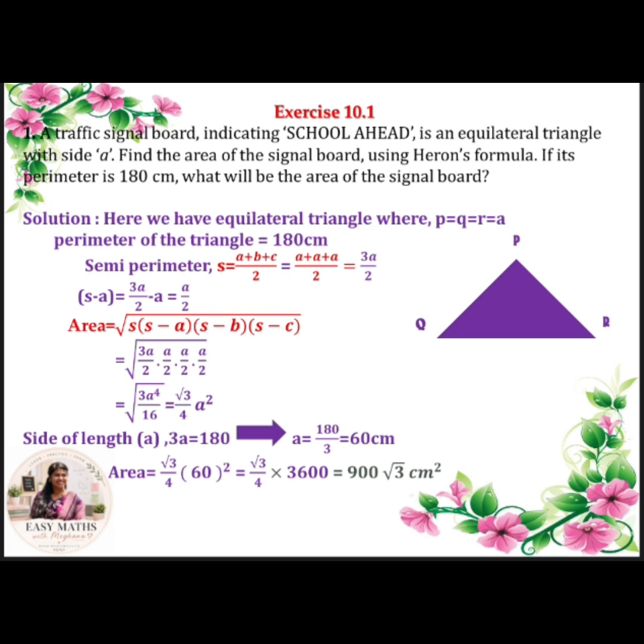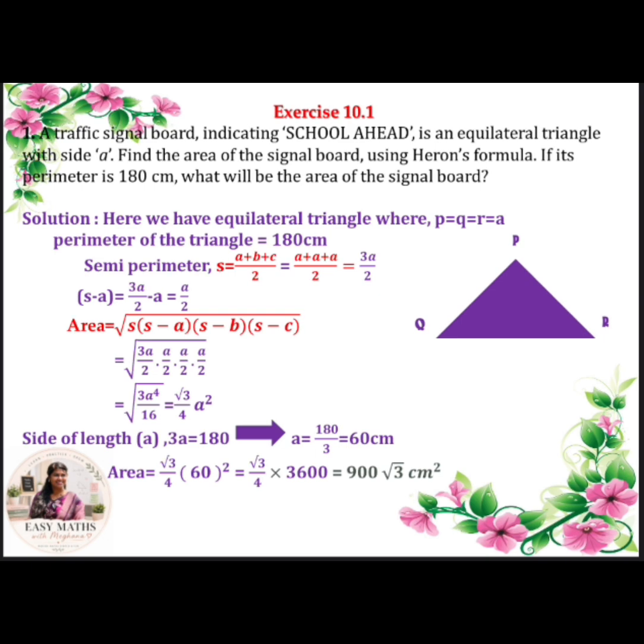If you know the side of the equilateral triangle, I can find the value of area here. So instead of A, I can substitute the value of A as 60 centimeter. So root 3 by 4 into 60 whole square, where 60 into 60 is 3600. So you can multiply, and you will get 900 root 3 centimeter square as the final answer of the first question. Let us continue with the second problem.